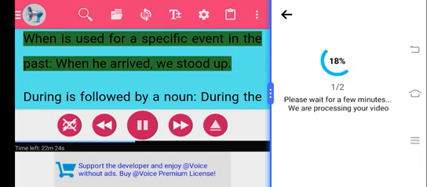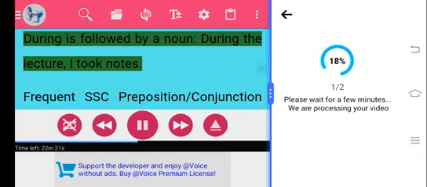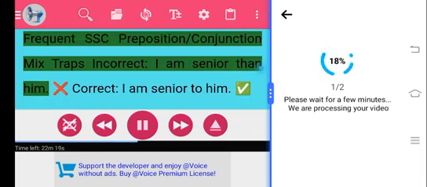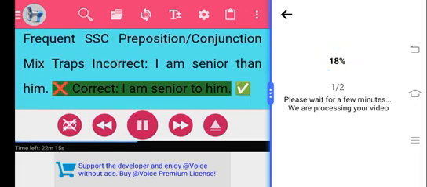When is used for a specific event in the past. When he arrived, we stood up. During is followed by a noun. During the lecture, I took notes. Frequent SSC preposition-conjunction mixed traps. Incorrect: I am senior than him. Correct: I am senior to him.